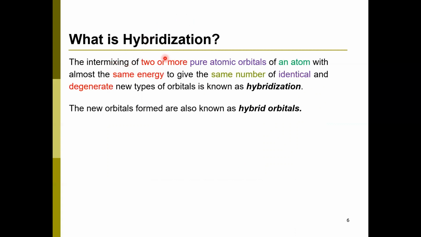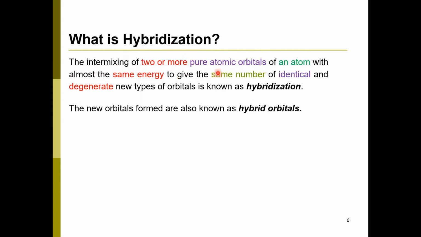Hybridization is the intermixing of two or more pure atomic orbitals of an atom with almost the same energy to give the same number of identical and degenerate new orbitals. This is known as hybridization, and the orbital that is formed is called the hybrid orbital. It is really important to see this definition. I use different color codes over here: pure atomic orbitals, mixing pure atomic orbitals, how many? Two or more of an atom whose energy is almost the same but not the same.